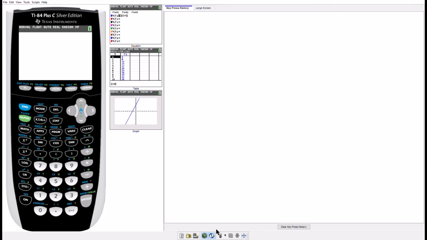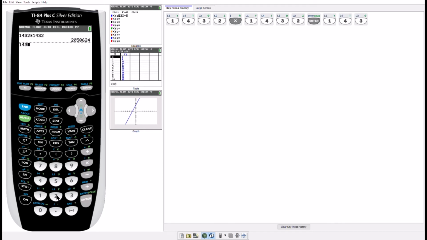What if we wanted to multiply something by itself? Square it. We could just multiply it by itself directly. If we wanted 1,432 squared, we could say 1,432 times 1,432. And sure, we would get it that way. But we could also press the squared button. 1,432 x squared gives us itself times itself also.